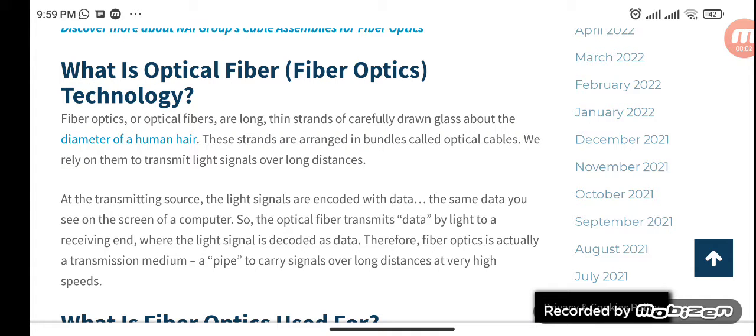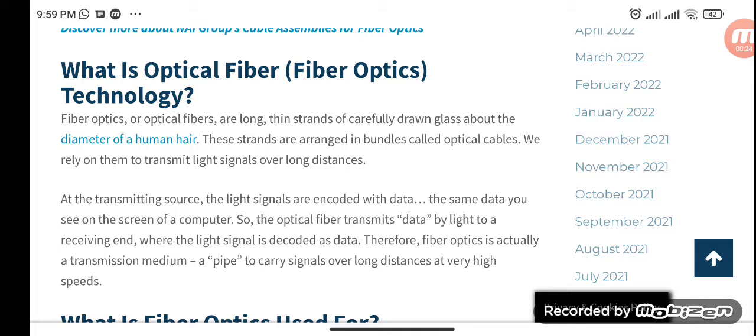What is the optical fiber named these days? The fiber optics. What is this fiber optics technology? Fiber optics or optical fibers are long, thin strands of carefully drawn glass about the diameter of a human hair. These strands are arranged in bundles called optical cables. We rely on them to transmit light signals over long distances.